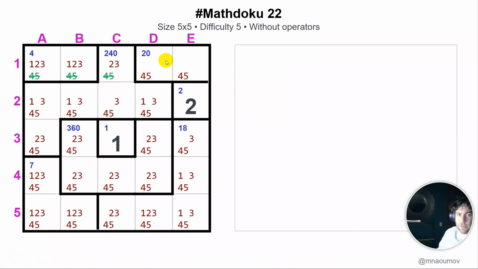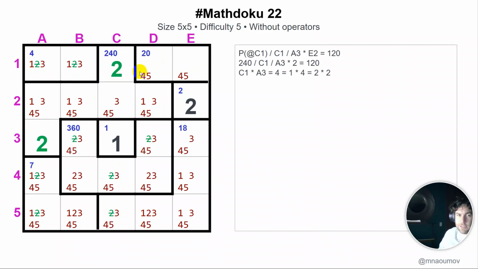Next, we notice this is a naked pair for 5, so we cross out 5 in this first row. Okay, this is more difficult.